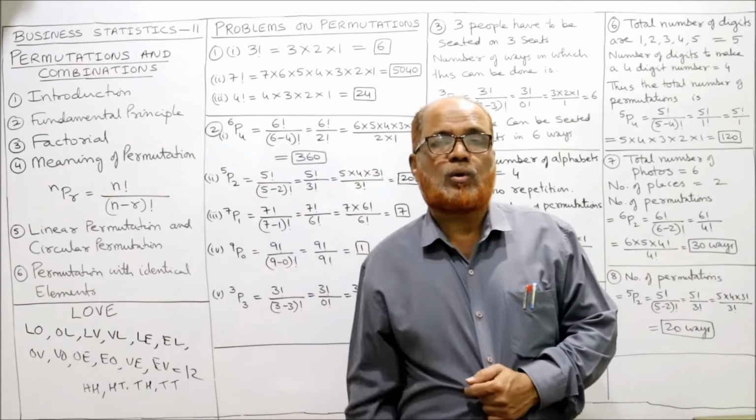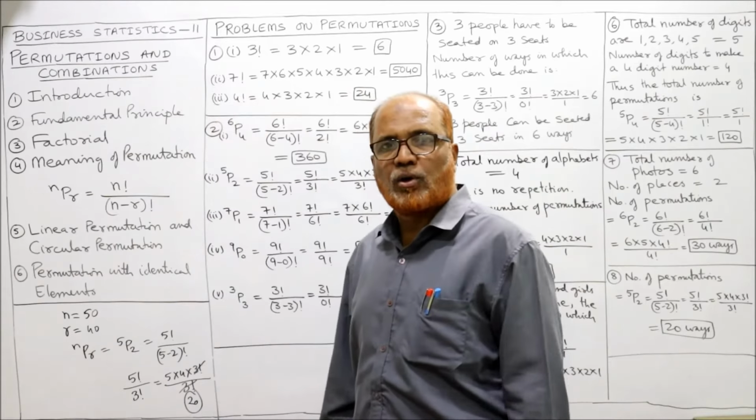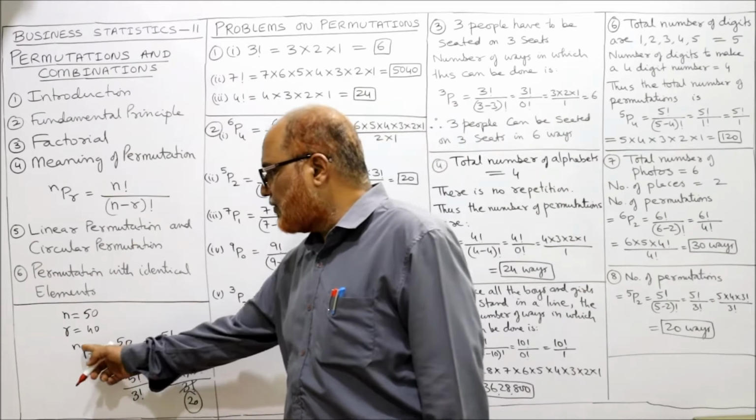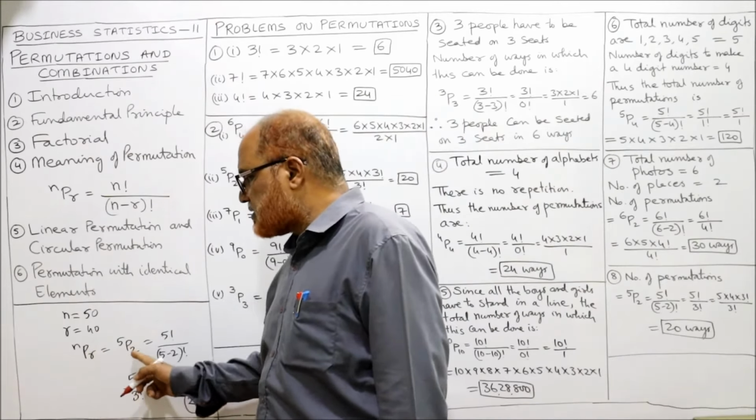Like that, any number. For example, if n is equal to 50, then r is equal to, let it be 40. R is equal to 40. Now substitute: 50P40 is equal to 50 factorial divided by (50 minus 40) factorial. Like that we can find out how many ways we can arrange.